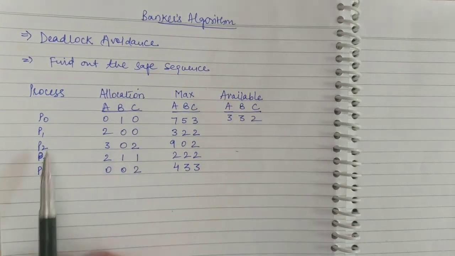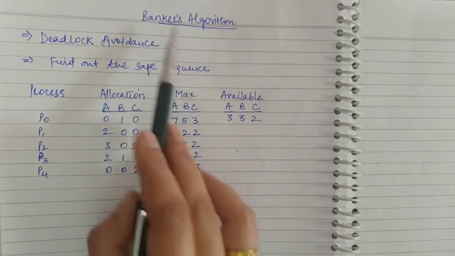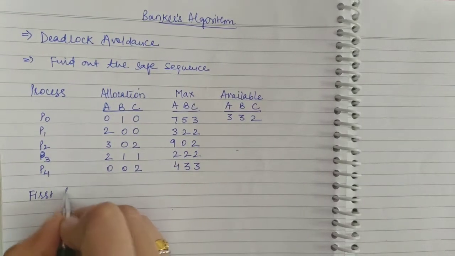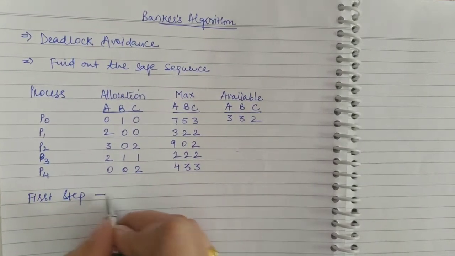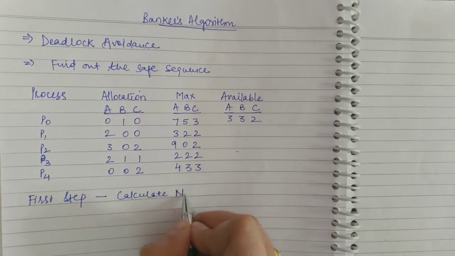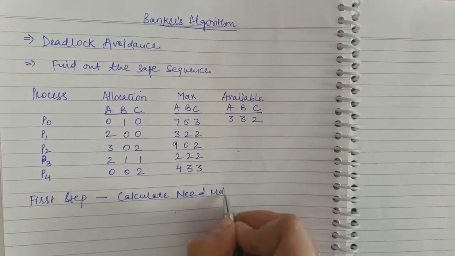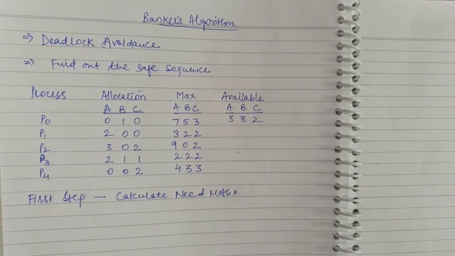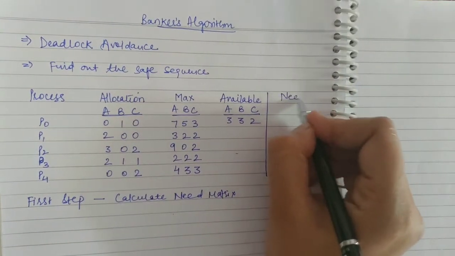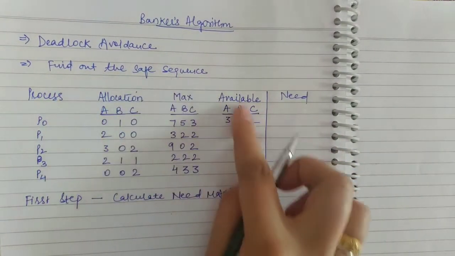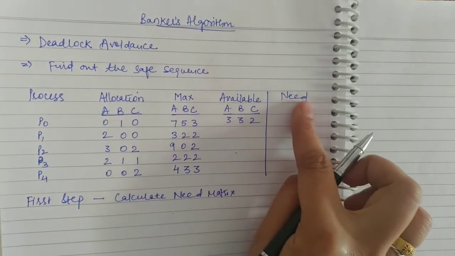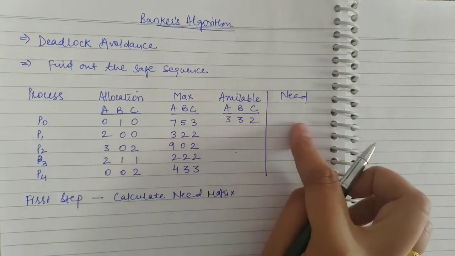So if we want to find out this safe sequence by using banker's algorithm, the first step is to calculate the need matrix. This need matrix is the 4th data structure, and we'll calculate it here. This is the need. This was your question given to you, and this is the first step. We'll calculate need. So all these are the 4 data structures.